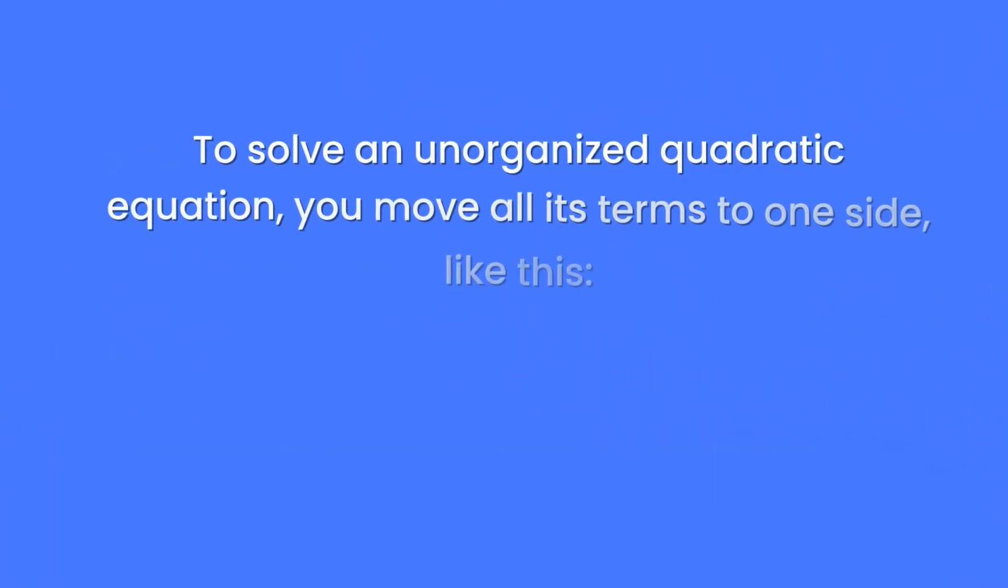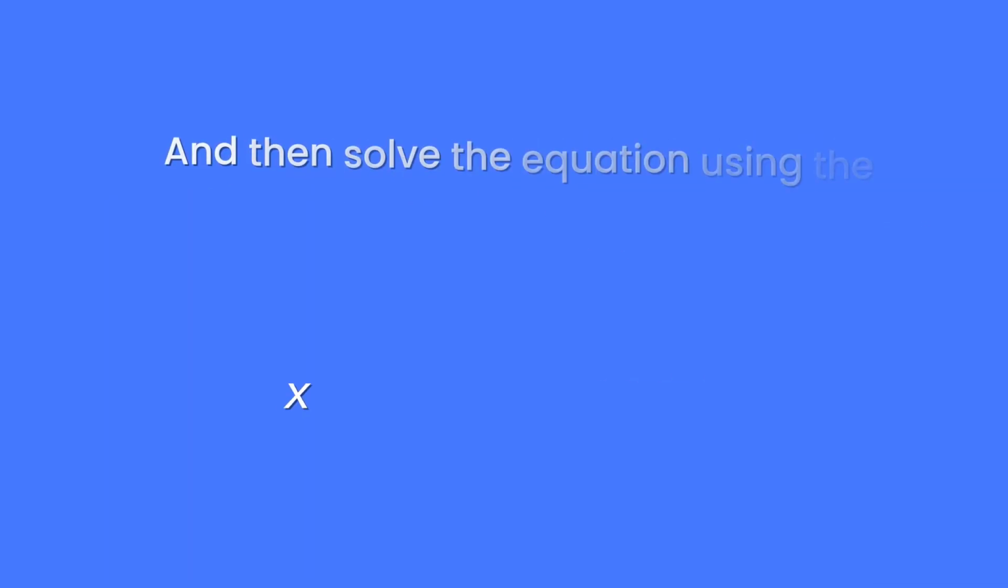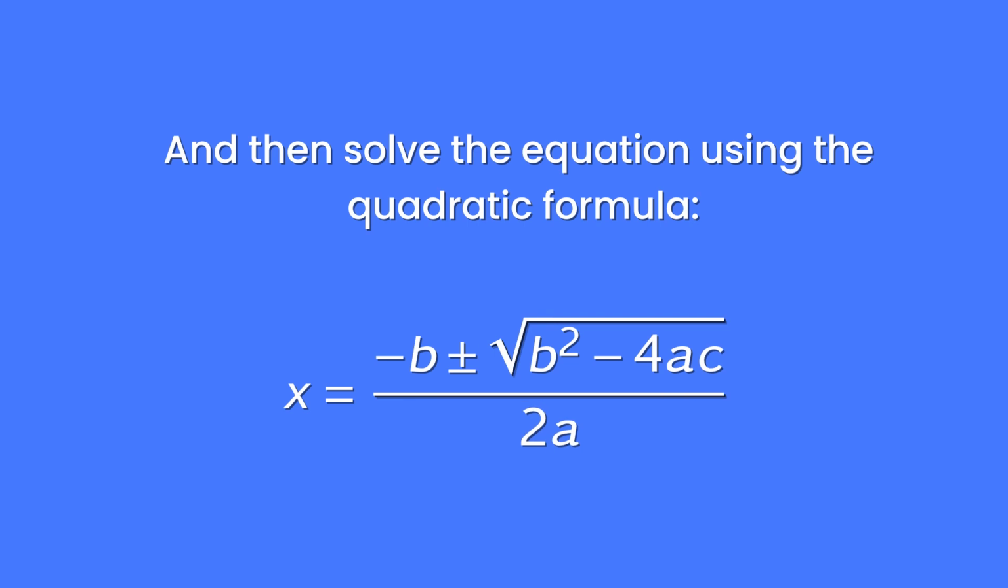To solve an unorganized quadratic equation, you move all its terms to one side, like this: ax squared plus bx plus c equals 0. And then solve the equation using the quadratic formula.